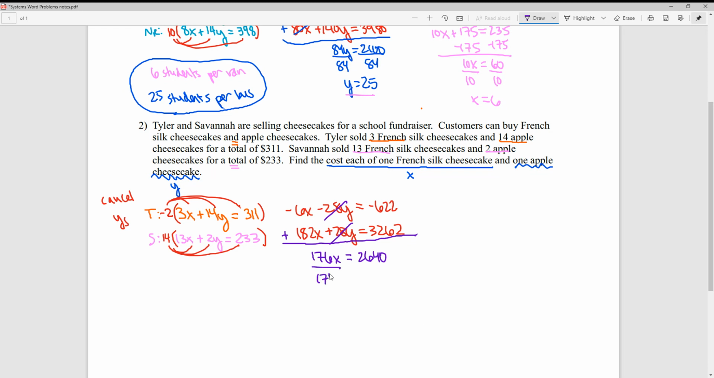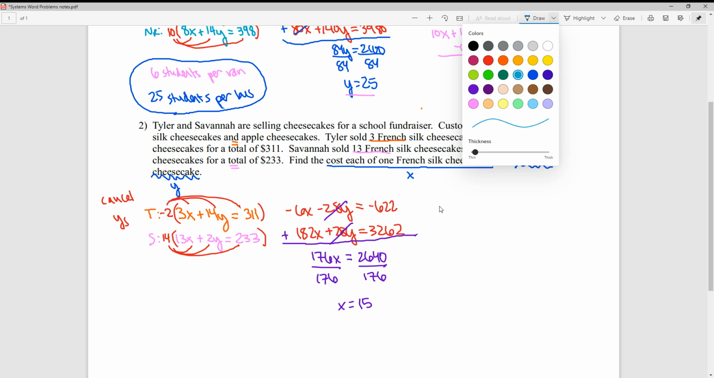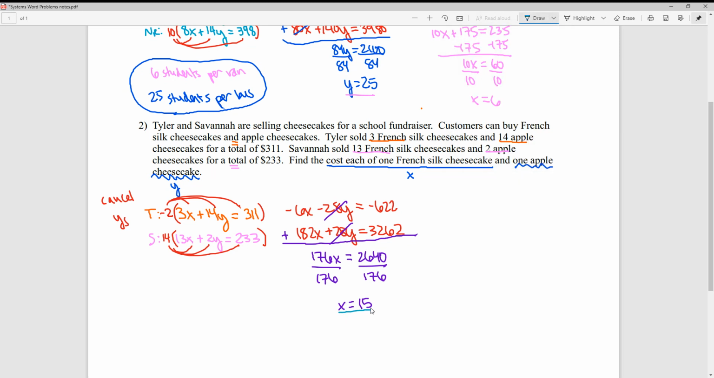From here, solve for x by dividing. We end up with x equals 15. We have x, now we need to find y. So I'm going to take x equals 15 and plug it into one of the original equations. I'm going to choose the top equation. I'm going to put that in the x spot, which is right here. So the top equation becomes 3 times 15 in parentheses instead of x, plus 14y equals 311.